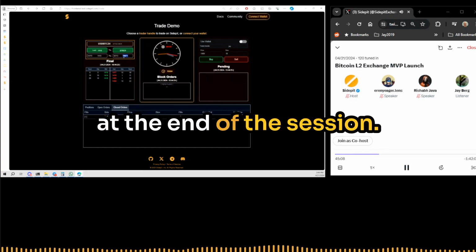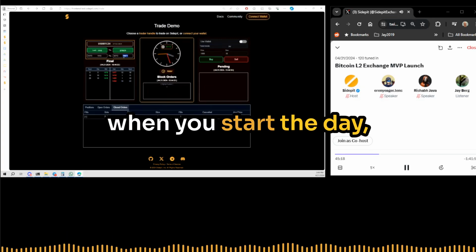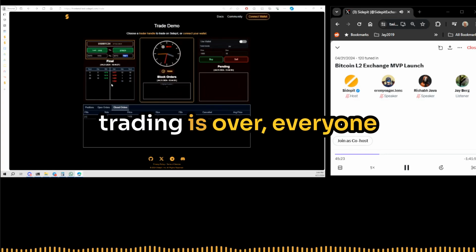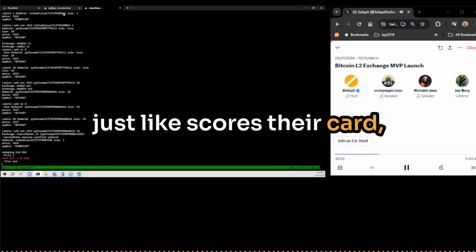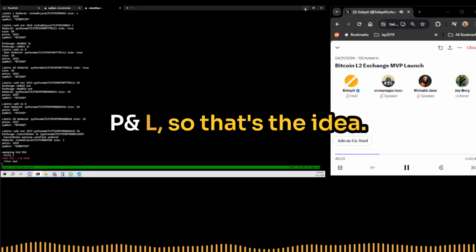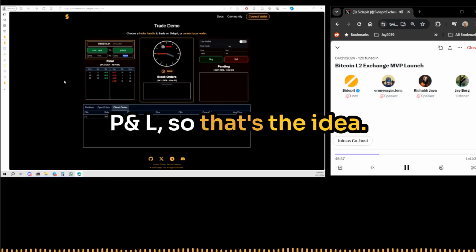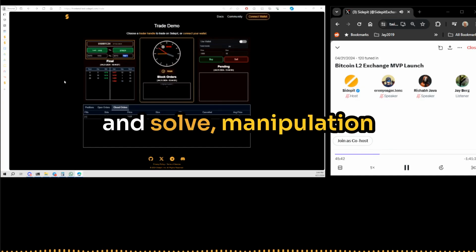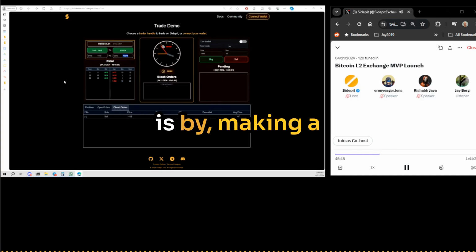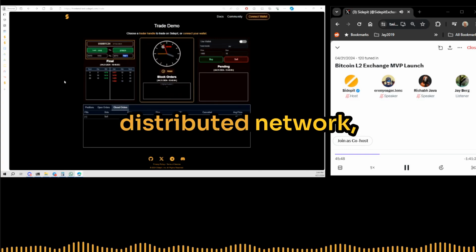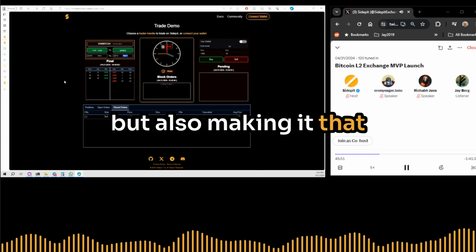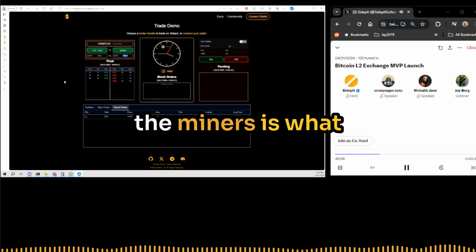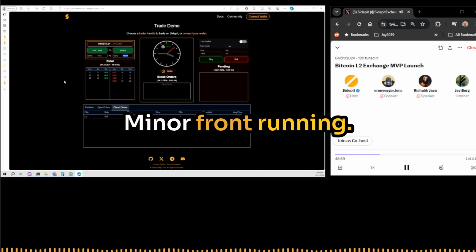So settlement happens at the end of the session. When you start the day, you lock up your margin for the day. And then when trading is over, everyone just scores their card. And then you settle the P&L. So that's the idea. And the way we're able to solve MEV and solve HFT and solve manipulation is by making a distributed network, but also making it that nobody could control their own settlement. The control of the settlement given to the miners is what causes miner front running.